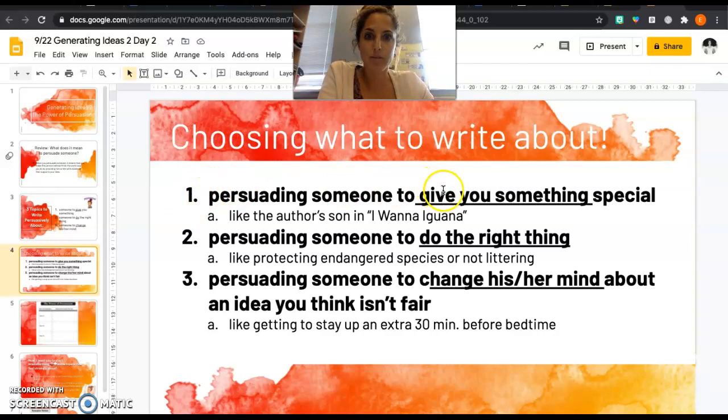Choosing what to write about, right? That can kind of be the hardest part, is coming up with a topic. You might be passionate about so many things, but what are you most passionate about? So what are we going to write about?